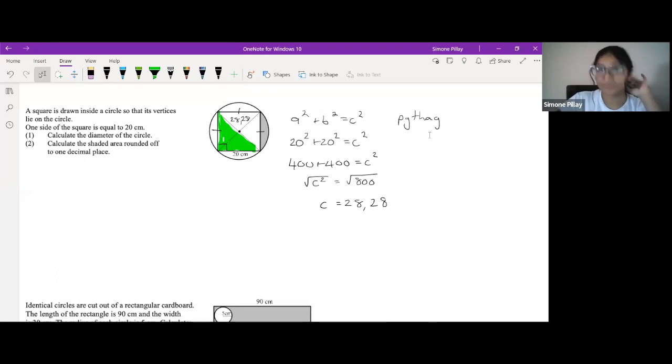Ma'am, so first I work out the area, but I split the shape into two from top to bottom. So work out half of the entire circle.